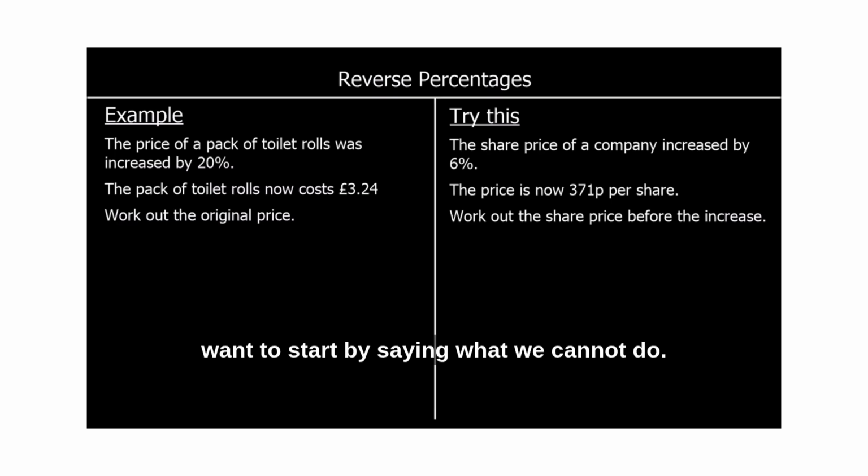I want to start by saying what we cannot do. So we cannot say the price increased by 20%, so let's get £3.24, take 20% off of it, and that will get us back to where we started. It won't, and I'll show you why.